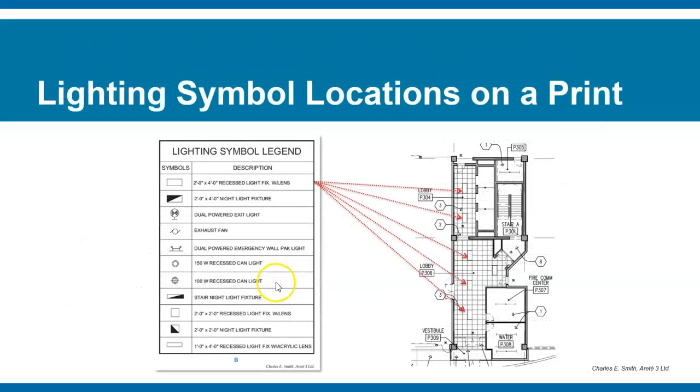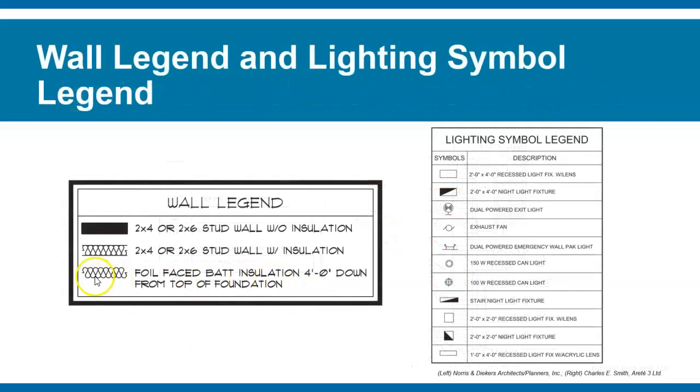And then, pardon me, you can see this is the foil-faced batt insulation. So it's telling you that it's 4 foot wide from the top of the foundation. So again, just showing you that there's insulation and what that means. So that's the symbol for the insulation. This is the symbol for insulation filled wall. Okay.